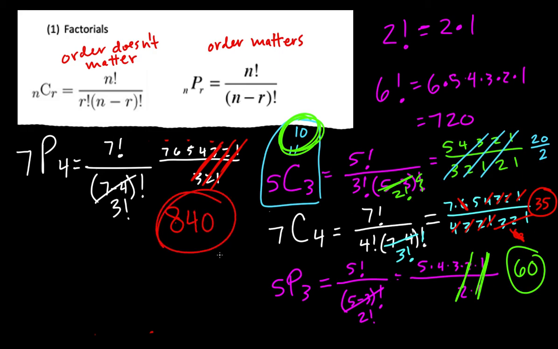So once again, we see over here we only got 35 when we were using a C with 7 and 4, but the P is substantially larger.